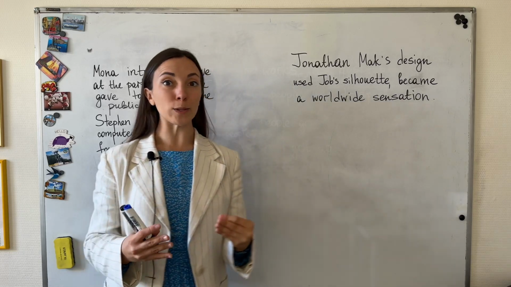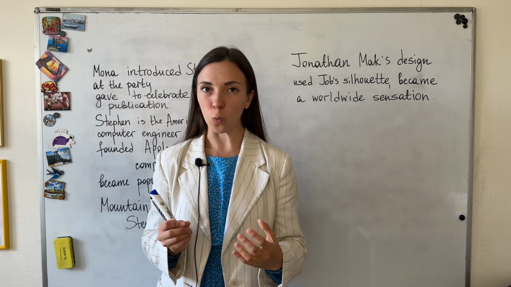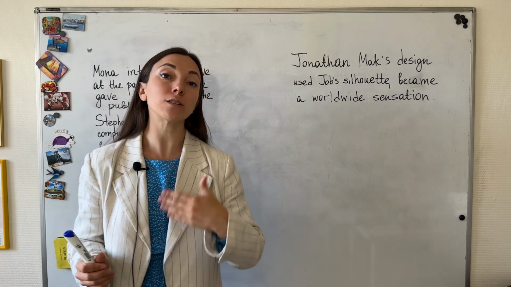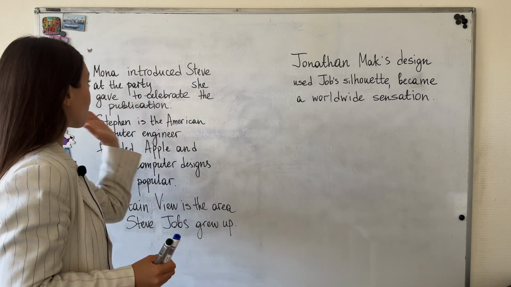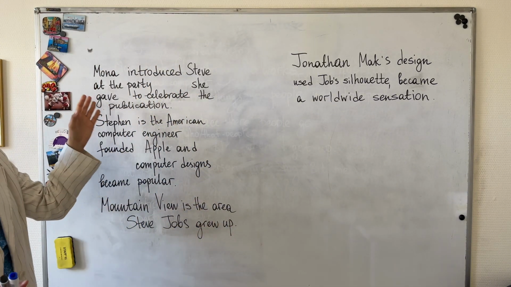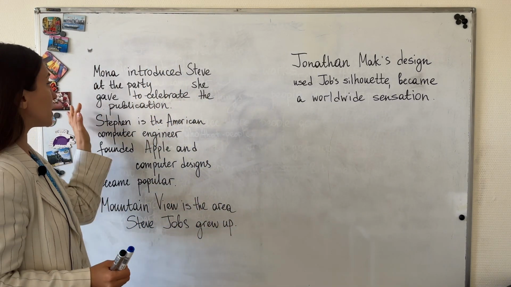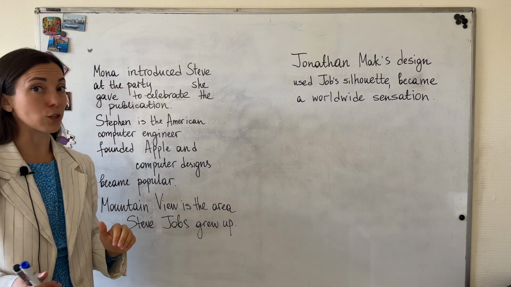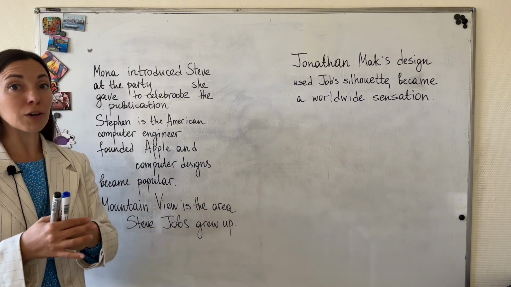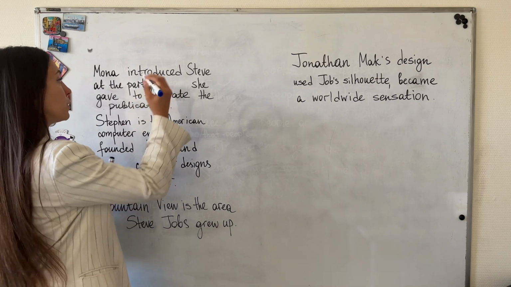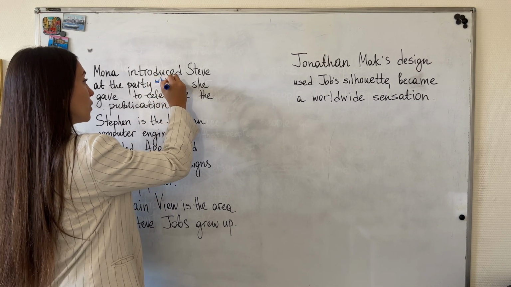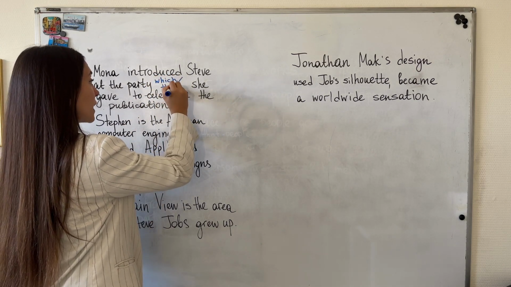In English, when we connect two sentences into one, we use some special words. Let's take a look at them. For example, Mona introduced Steve at the party she gave to celebrate the publication. Here, we are talking about a thing, that's why we use which or that.